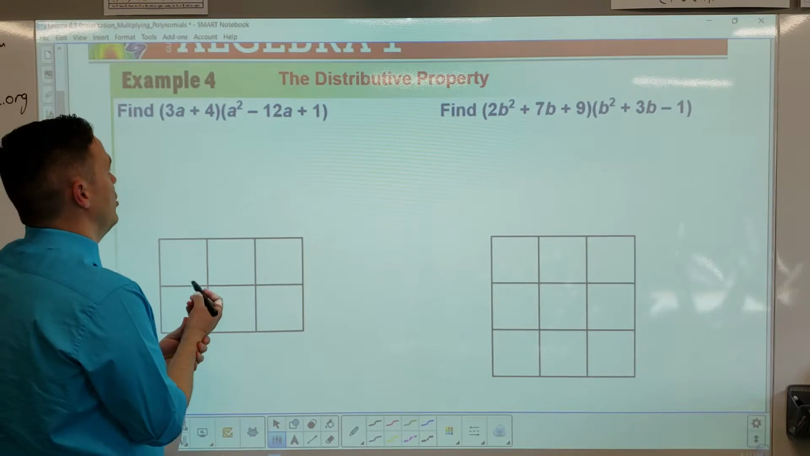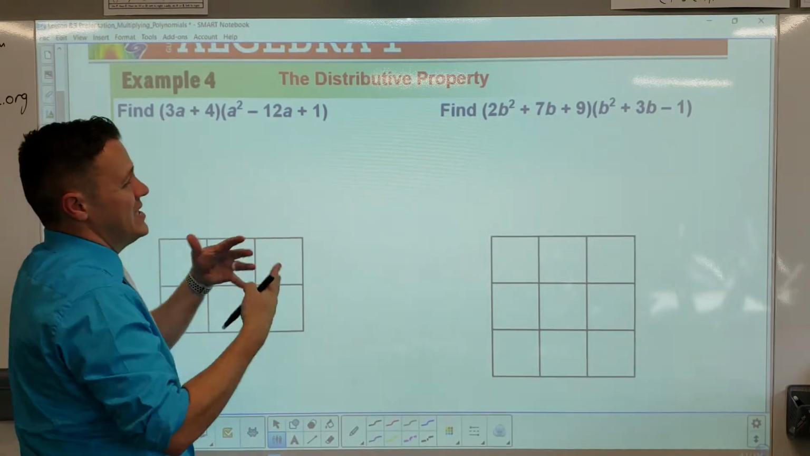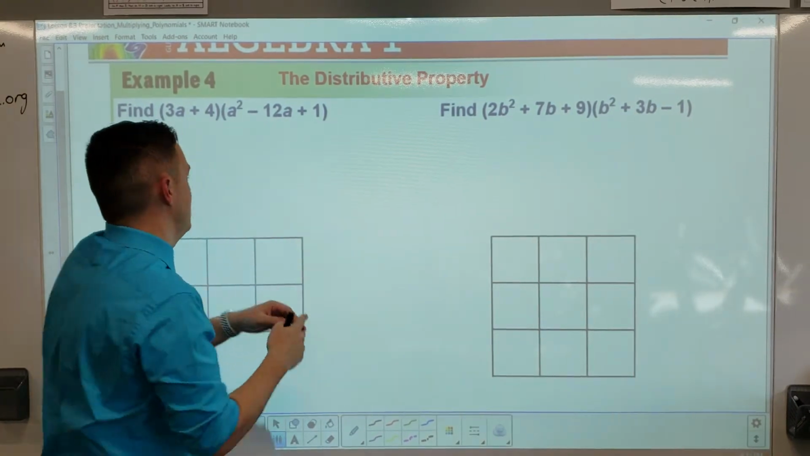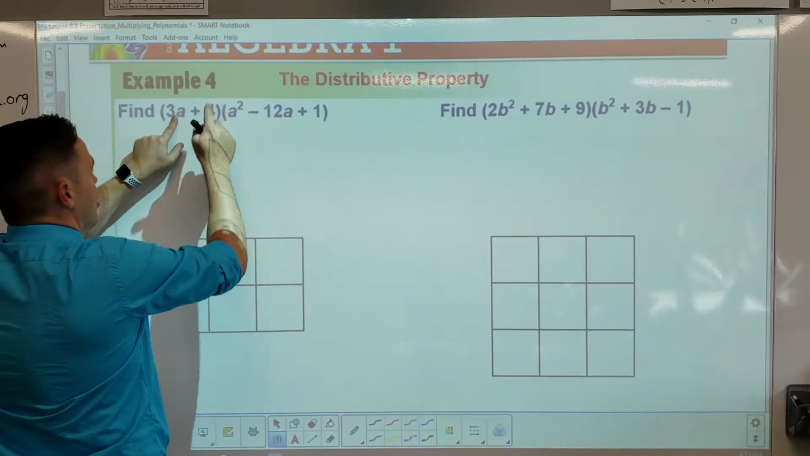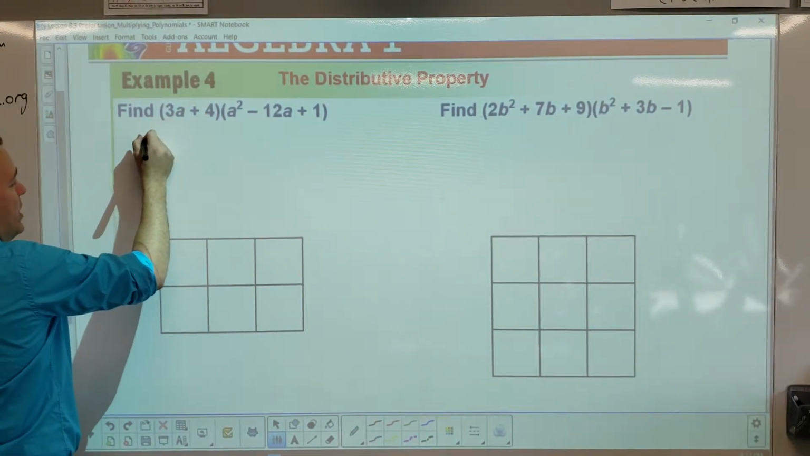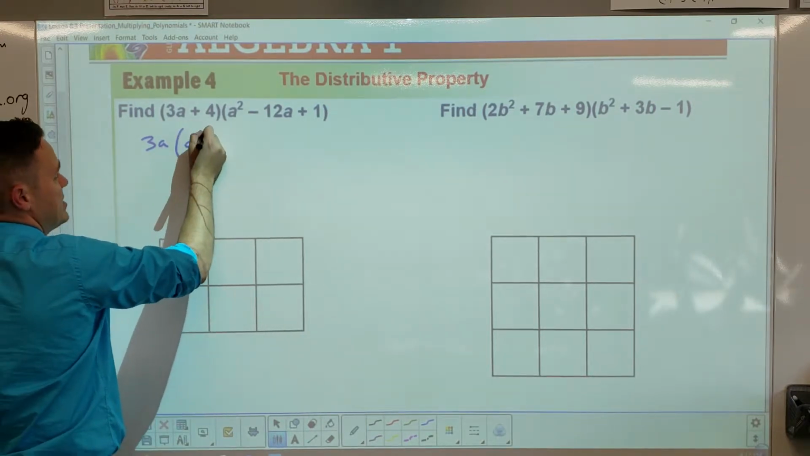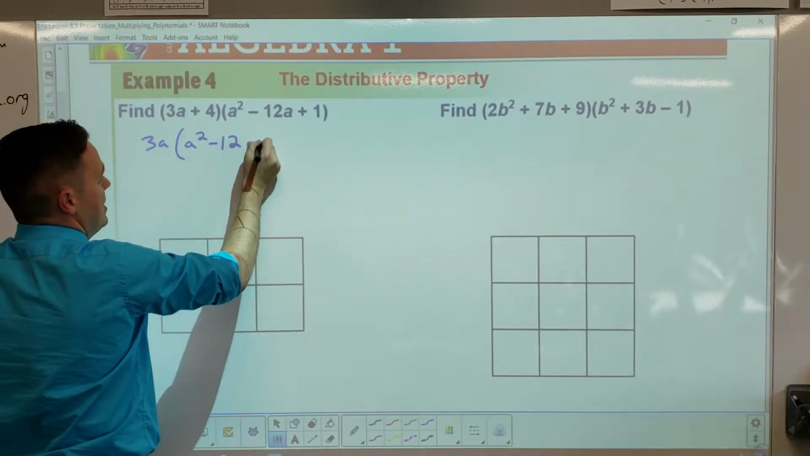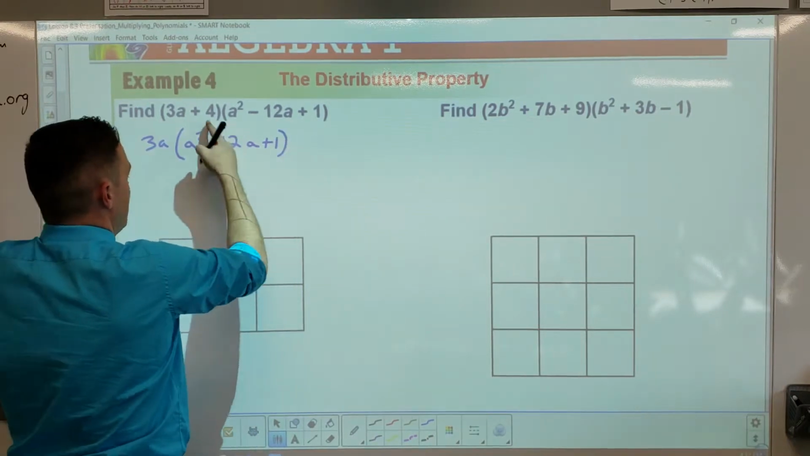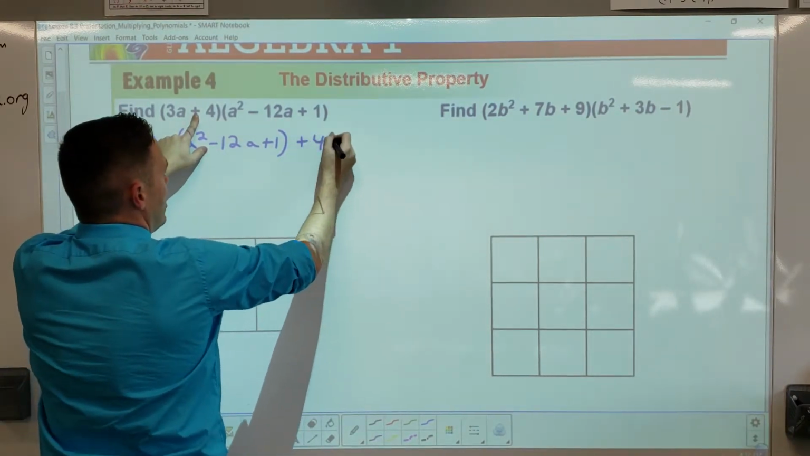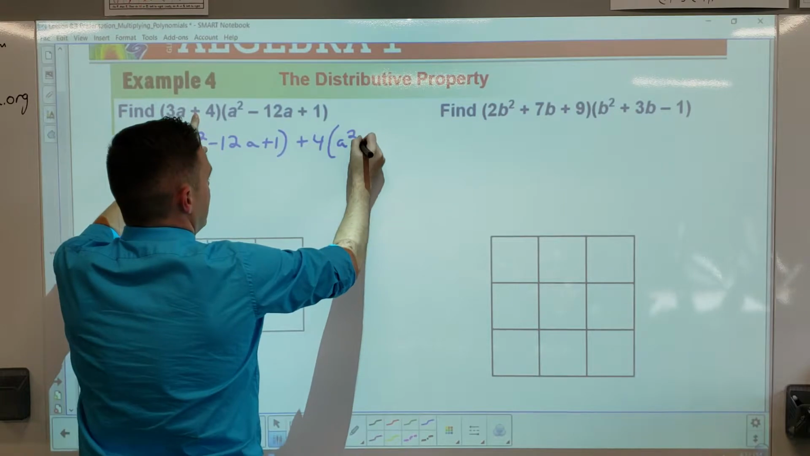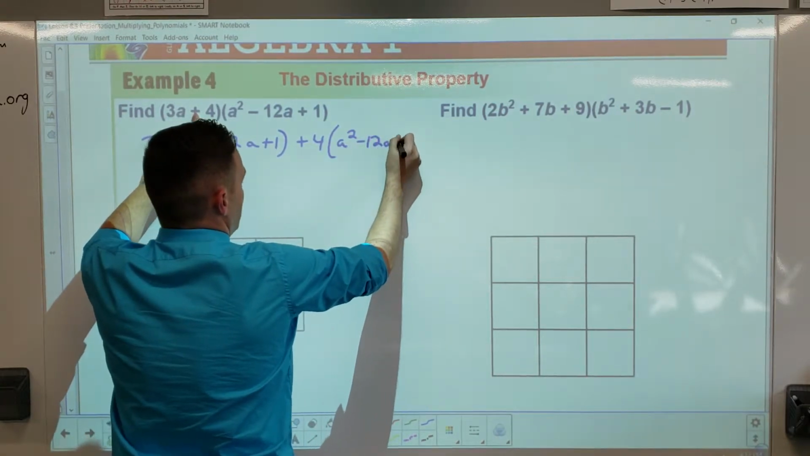If you want to use FOIL, you can. What I mean by FOIL, because there's more than 3 terms, you would just use multiplication. So I could technically do the distribution if I wanted to, where it'd be 3a, multiplied by a squared minus 12a plus 1, and then plus 4, and you would write a squared minus 12a plus 1, right?